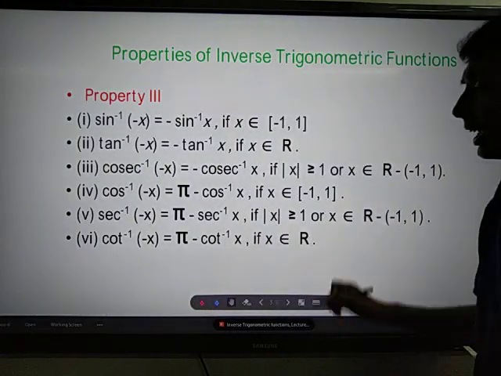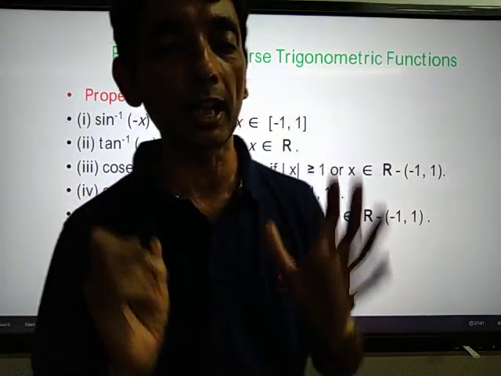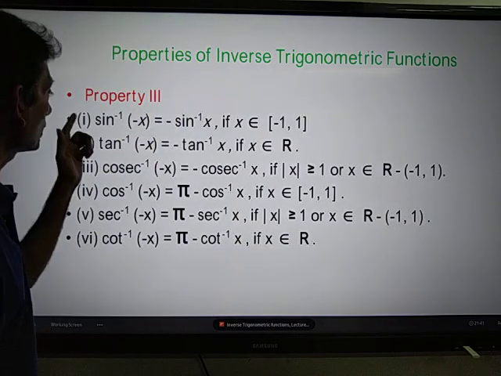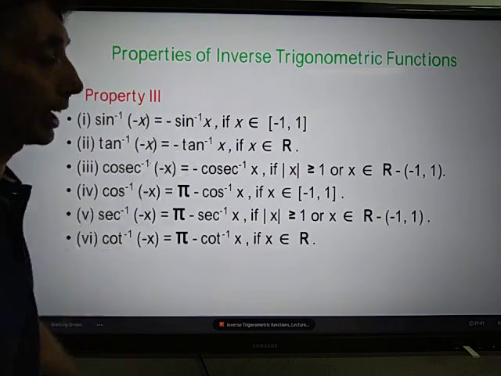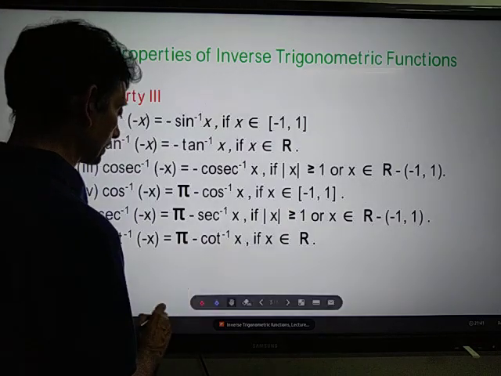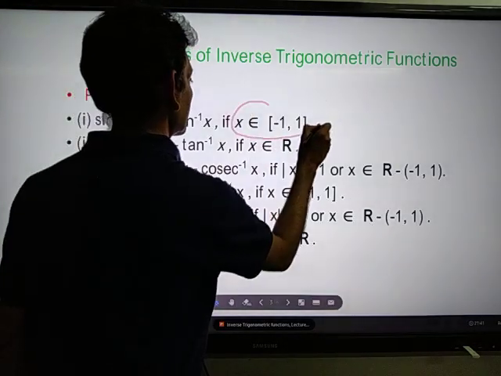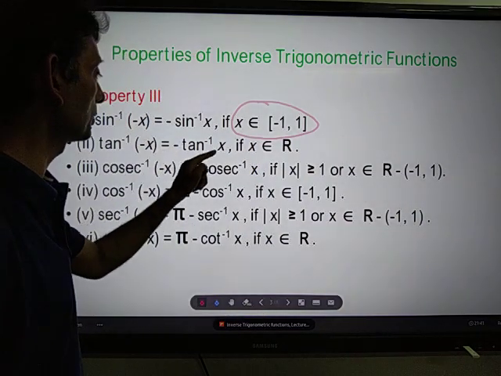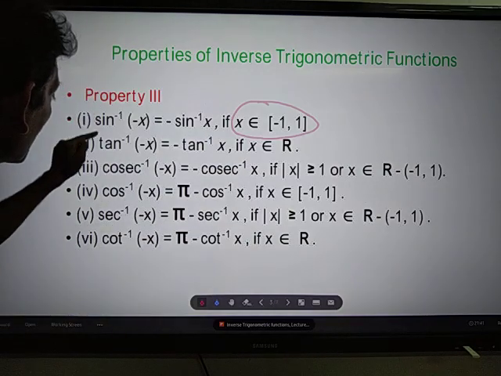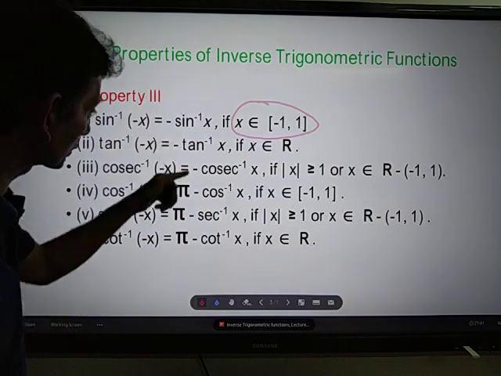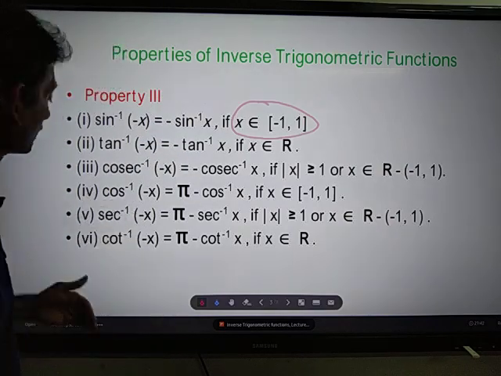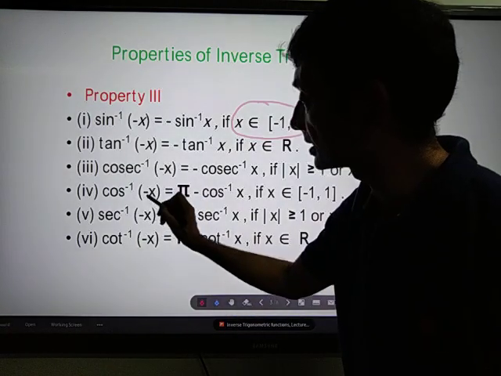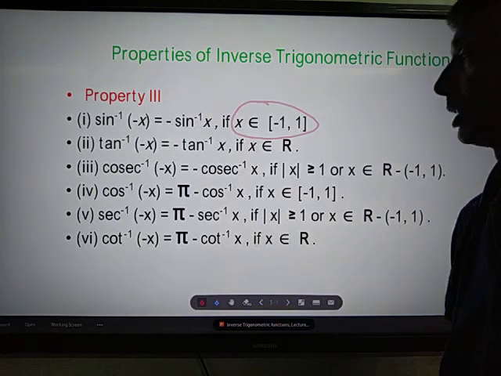What is this property? This is also a very important and useful property in inverse trigonometric functions. What is that? Sine inverse of minus x is equal to minus sine inverse x, and most important is that x belongs to minus 1 to 1. Tan inverse of minus x is equal to minus tan inverse x. Sine inverse and tan inverse have similar properties, and similarly the remaining three functions, that is cos inverse, sec inverse and cot inverse also have similar properties.